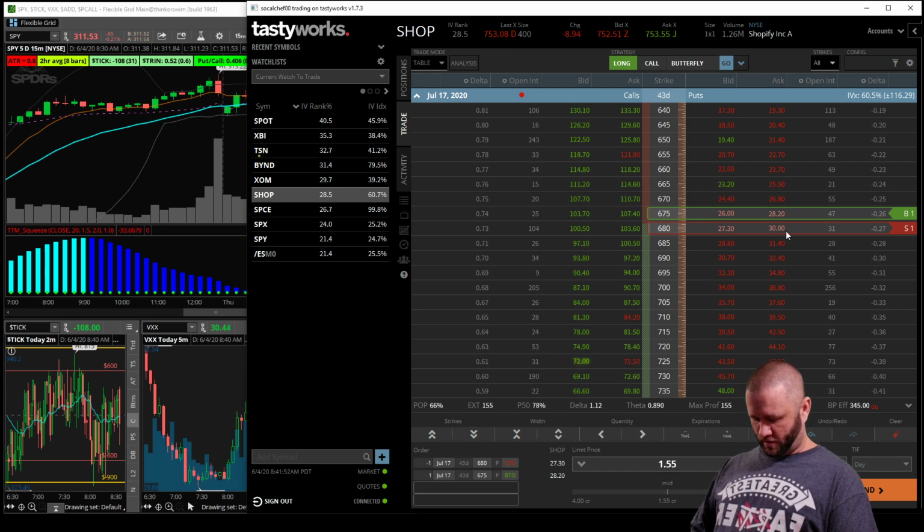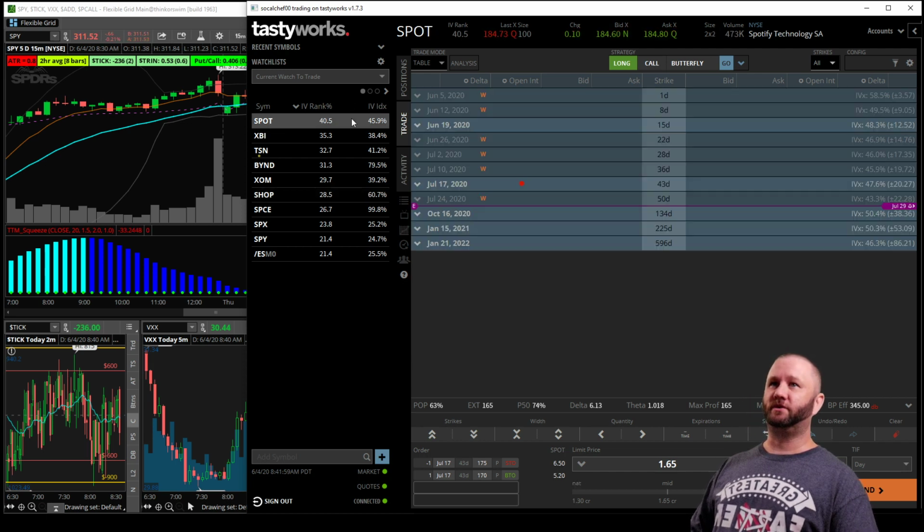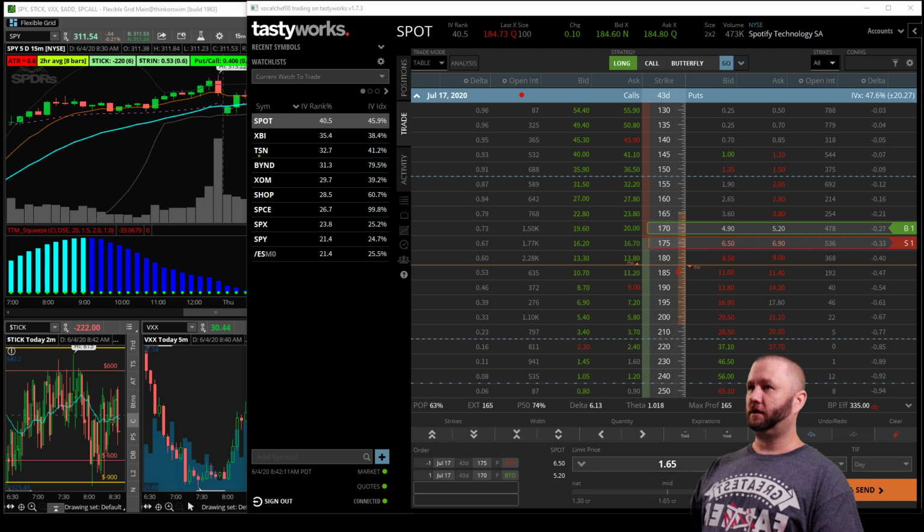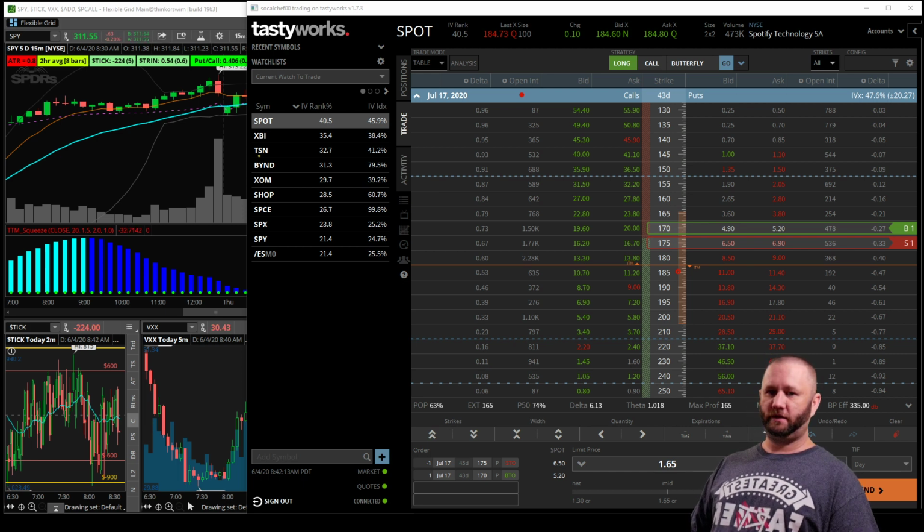$1.55. The odds are not too bad, but Beyond Meat is a little bit better. And then Spot. Okay, this one has the best IV out of all of them. We can get exactly 1/3 the width at $1.65. Okay, and let's see, Spot. That's Sprout. Wrong one. There we go, Spot.